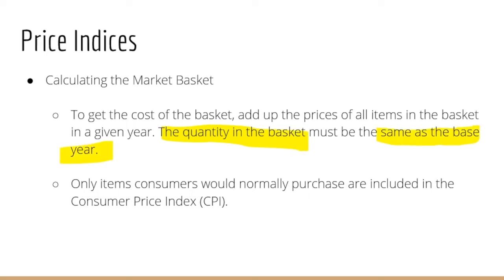So in other words, if you sold 5 of good A in the base year, and you sold 6 of good A in the second year, you can't have that, right? You always have to compare everything to the quantity in the base year. The quantity has to be the same as the base year here. And within our market basket, it's going to be only the items that consumers would normally purchase. And we're going to say that lets us calculate our consumer price index, or our CPI for short.